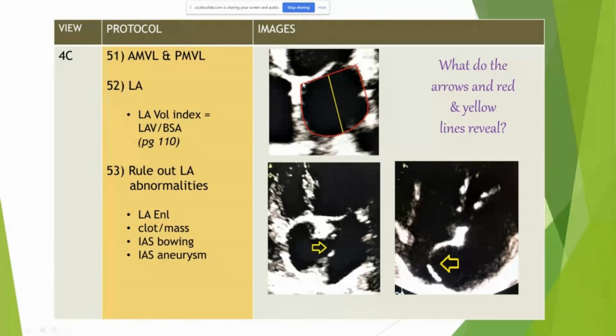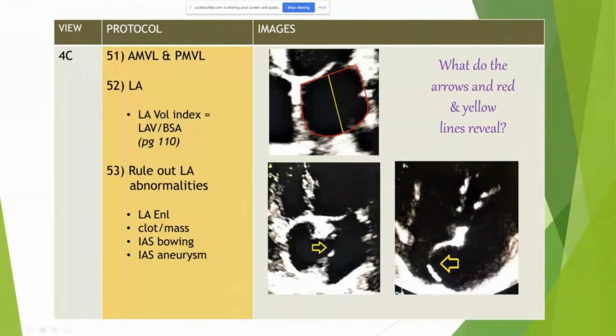This red trace right here is what we call the four-chamber LA area. This yellow line that we're seeing right here is the length. The arrows right here, the yellow arrows, show an interatrial septum aneurysm, when it's bowing to the left. And so what we're getting here is the LA volume index. The way they get that is they take the LA volume and divide it by the person's body surface area. And when we're measuring this, we're asking: is the LA enlarged?